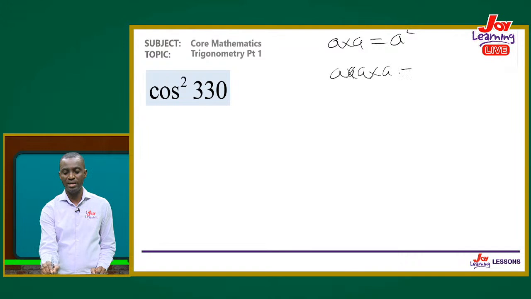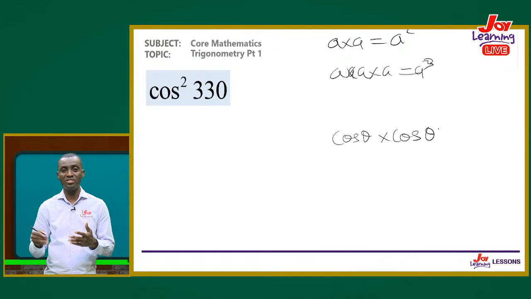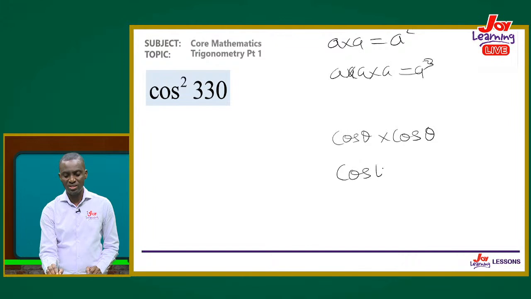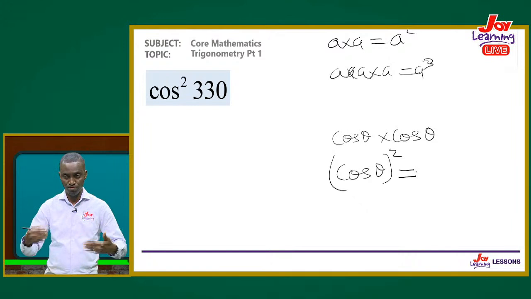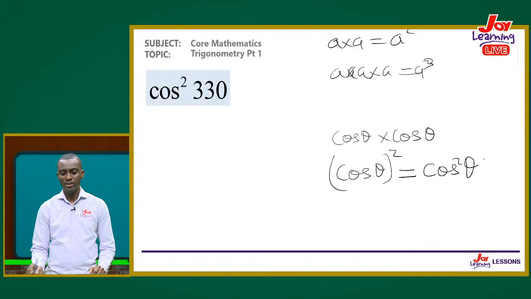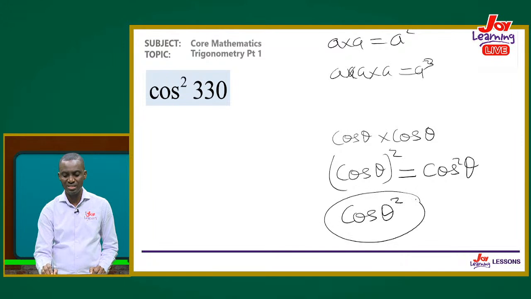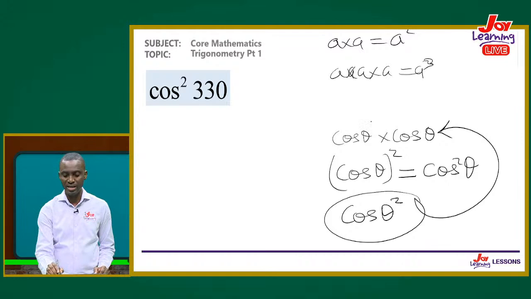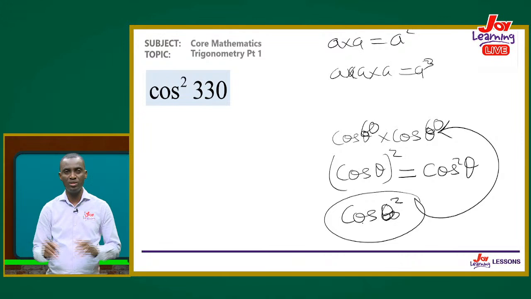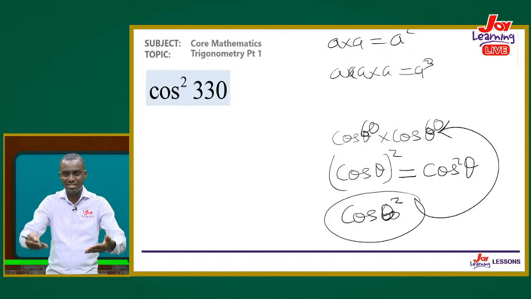Beautiful. If I have cos theta times cos theta, ideally I'm supposed to write cos theta squared, right? But that's not the case. Rather, it will be cos theta all squared, so there should be a bracket. Or a better way of writing it is cos square theta. But if you say cos theta squared, it's not the same as this. Again, you can put in a number here, let's call it 60. Put 60 here and put 60 here and solve them separately. You get different answers.